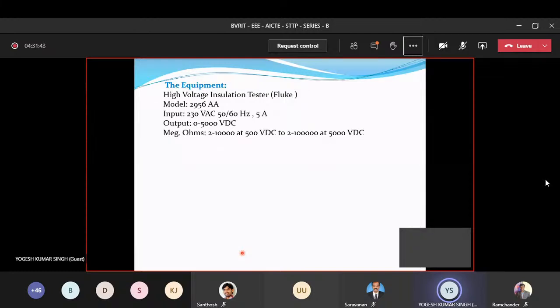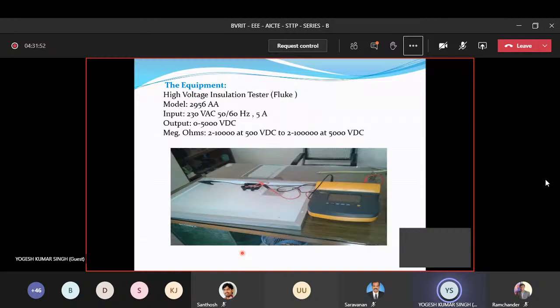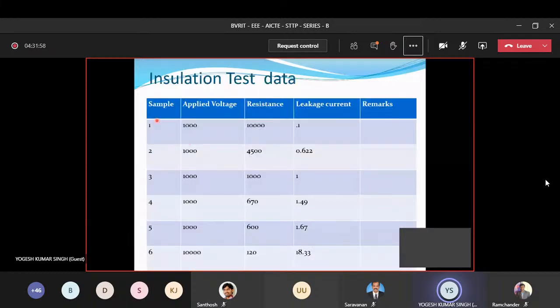So for one point we will connect it to this particular frame and the other to the diode, and then with the help of that we will do the insulation testing of the module. Now these are the different types of insulation test. For sample one we applied 1000 volt, and then we got the resistance around 10,000 ohm, and our leakage current is 0.1.